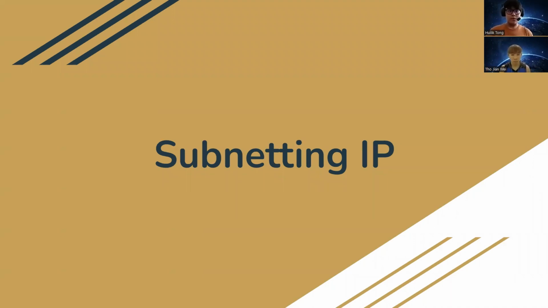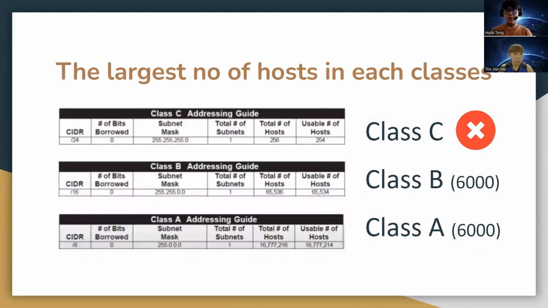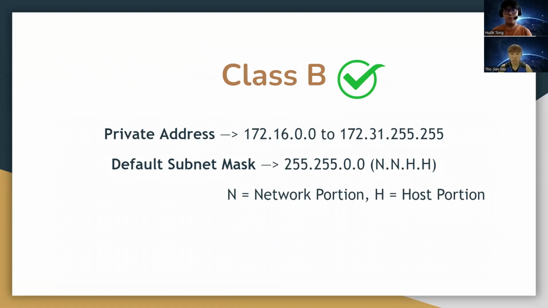All right, for the subnetting IP, as you can see, this is after the calculation of the growth. The highest one, which is the living quarters, is 6,000. The class we chose is class B. As you can see here, the suitable ones are B and A, but we chose class B. For class B, the private address range is 172.16.0.0 to 172.31.255.255, and the default subnet mask is 255.255.0.0.